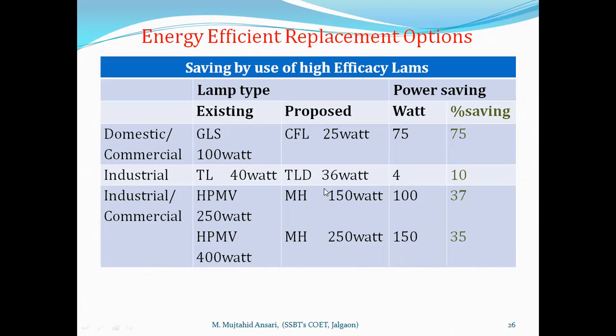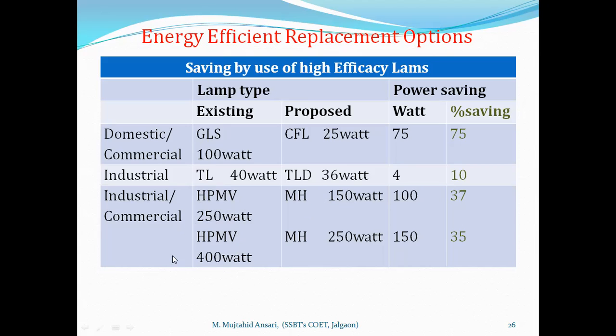So the light output of a 150 mercury vapor lamp is equal to the light output of a 250 watt mercury vapor lamp, which is the same as a 150 watt metal halide. So there is a 37% savings.